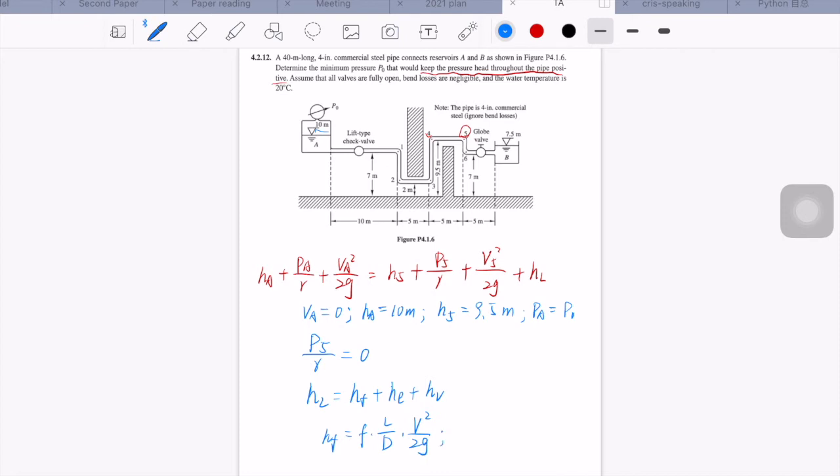And from the figure, we can calculate L equals 10 plus 5 plus 5 plus 7.5 plus 5. So the value is 32.5 meter. And the diameter equals 4 inch equals 0.102 meter.